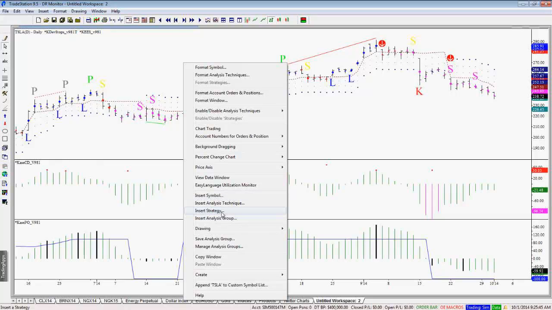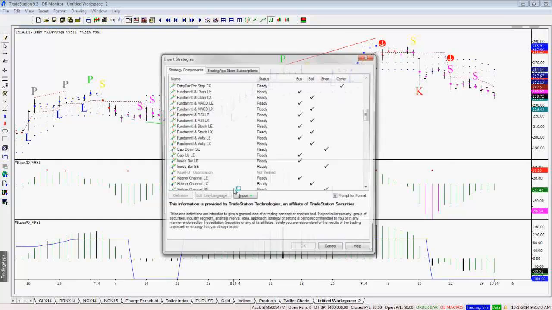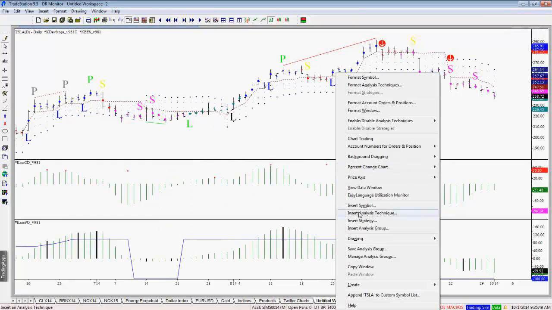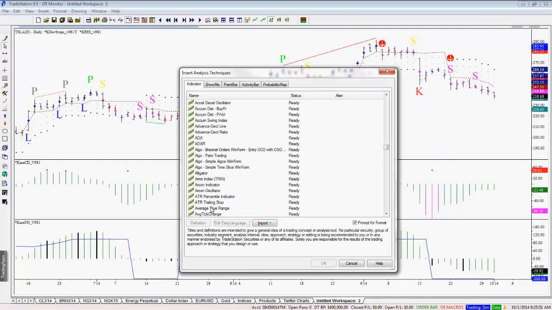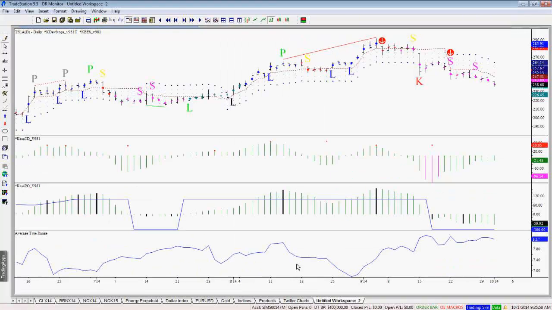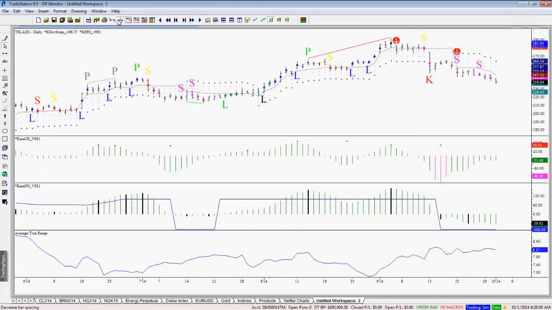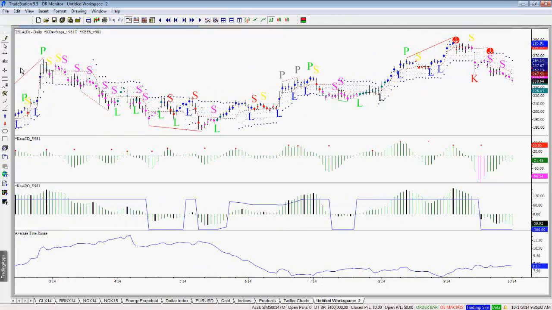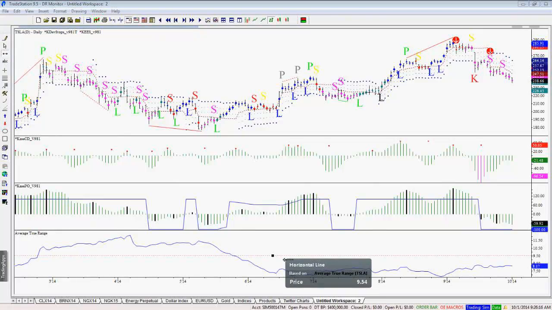All right. So I'm going to insert symbol, or rather analysis technique. We want the average true range. I usually do this over 30 bars, a 30-bar average true range. I just want to get an idea of what the average true range is over a statistically significant period of time, at least 30 days. All right. But I'm going to go back. Now, there's a little bit of art here. There's not a real science to this, okay? I'm just getting an idea.